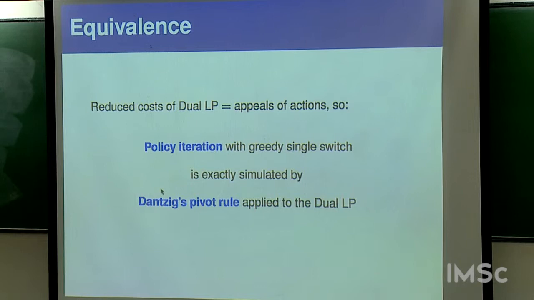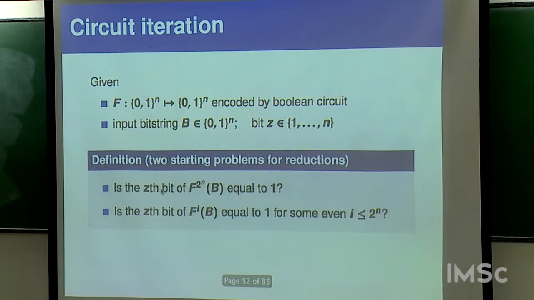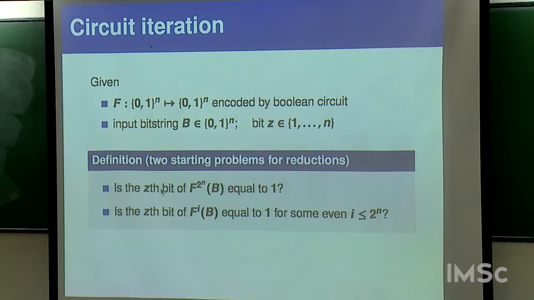Okay, so now we're going to do the construction. Before I talk about appeal reduction, I'm just going to tell you what we're going to reduce from. So imagine you're given a Boolean circuit taking as input n bits and giving n bits as output. We're given a bit string with n bits, and we're given a particular bit, and we're going to consider two problems.